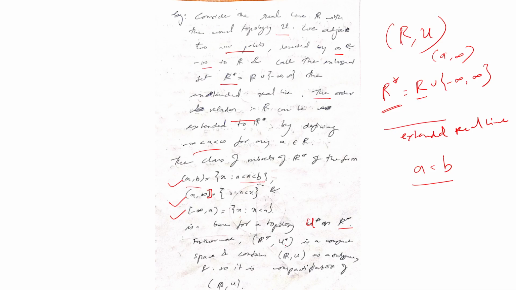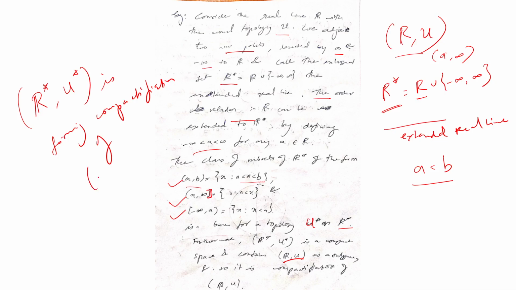Furthermore, R star comma U star is a compact space. Why? Because it is closed and bounded. You can see that. Also, it contains R comma U, our original space, as a subspace. So you can see that it is a compactification of R comma U. Here we saw that R star comma U star is forming a compactification of R comma U.